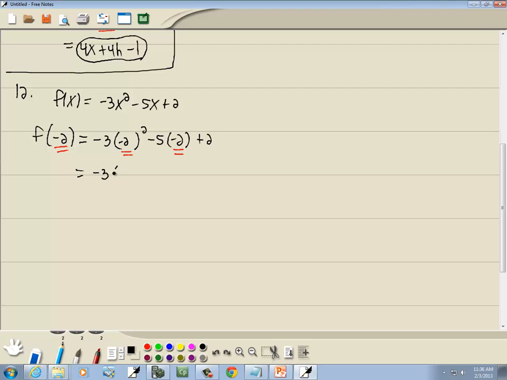Negative 2 squared gives us a positive 4. Negative 5 times negative 2 is 10. And 2 carries down. Negative 3 times 4 is negative 12. 10 plus 2 is 12. And negative 12 plus 12 gives us 0. So that's our answer.